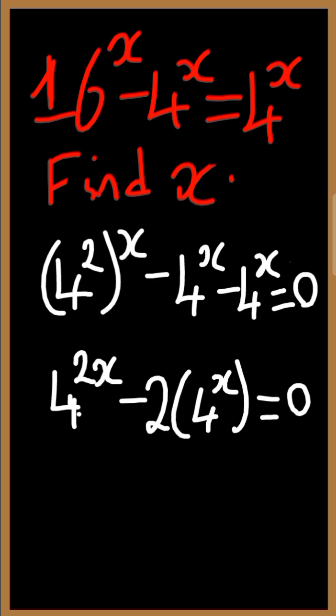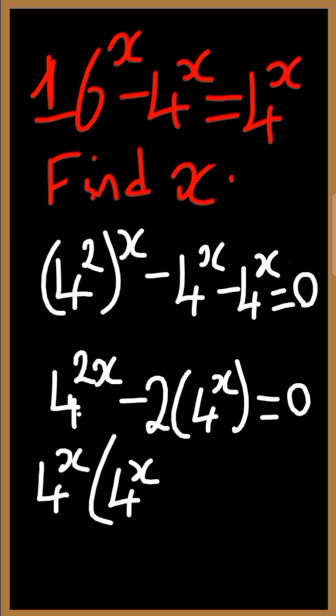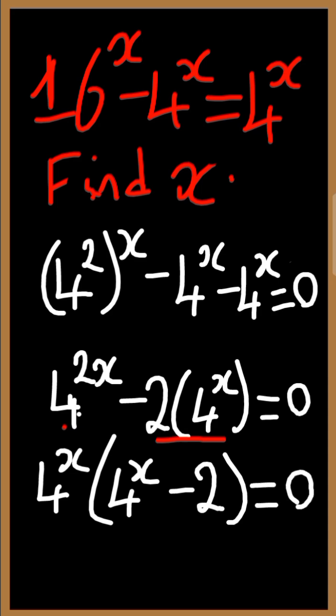At this level, it is very easy to see that 4 raised to the power x is common. We are going to factor out 4 raised to the power x. 4 raised to the power x times 4 raised to the power x gives us 4 raised to the power 2x. The next, 4 raised to the power x times negative 2 gives us negative 2 times 4 raised to the power x is equal to 0.